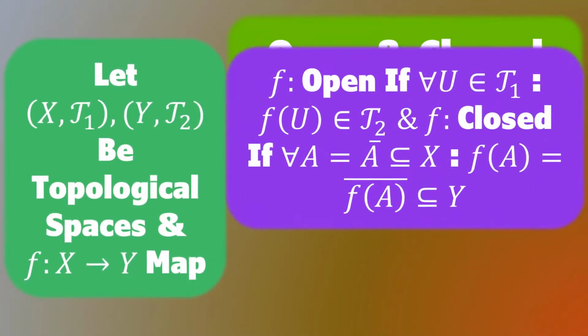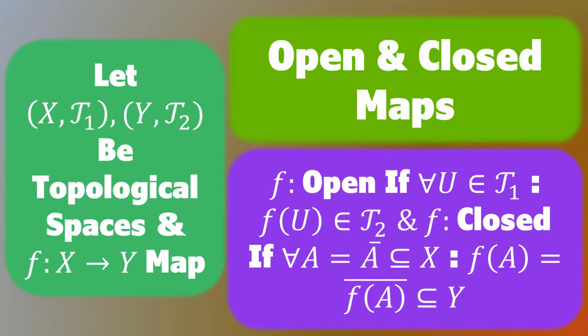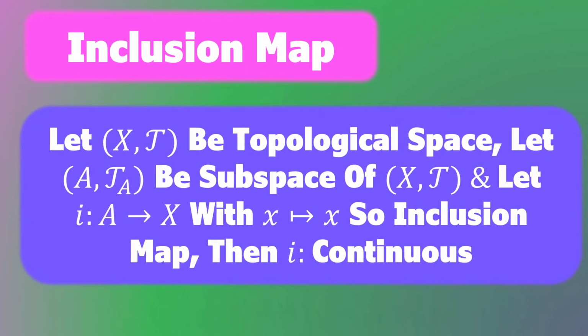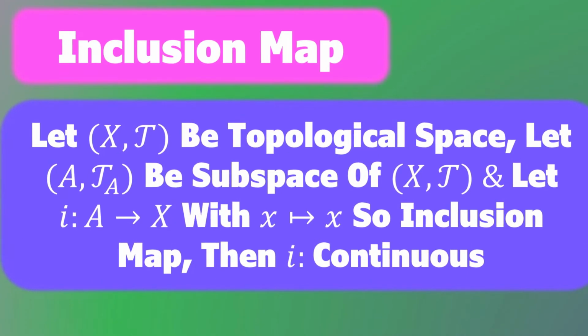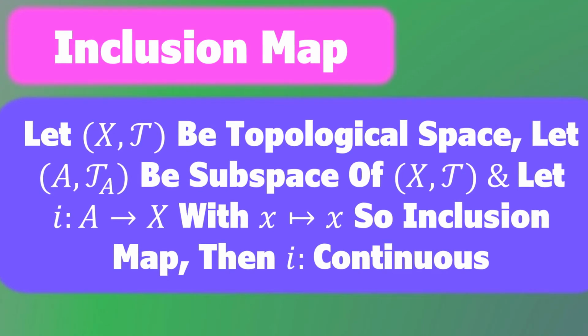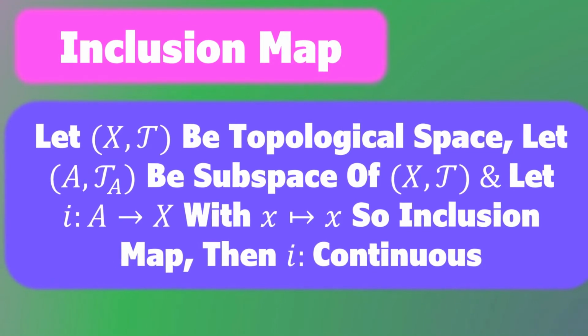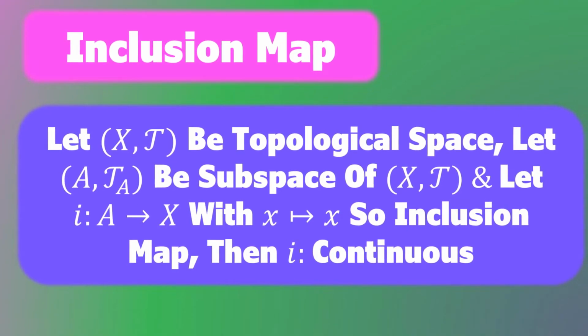Next, let's discuss the inclusion map. Let (X, T) be a topological space, let (A, TA) be the subspace of (X, T), and let i: A → X, x ↦ x, be the inclusion map. Then i is continuous.